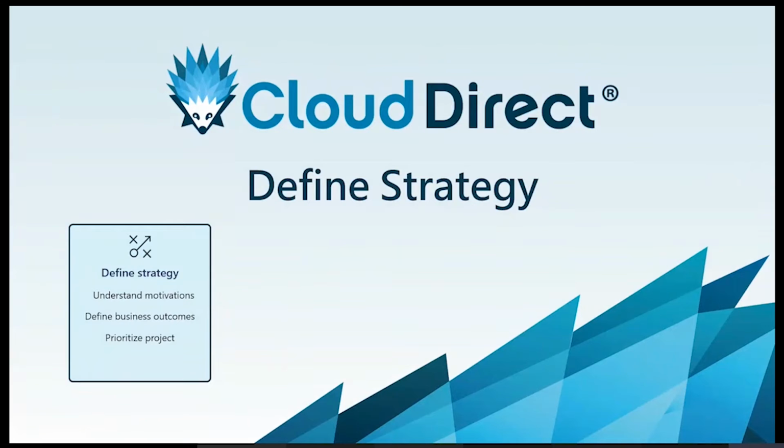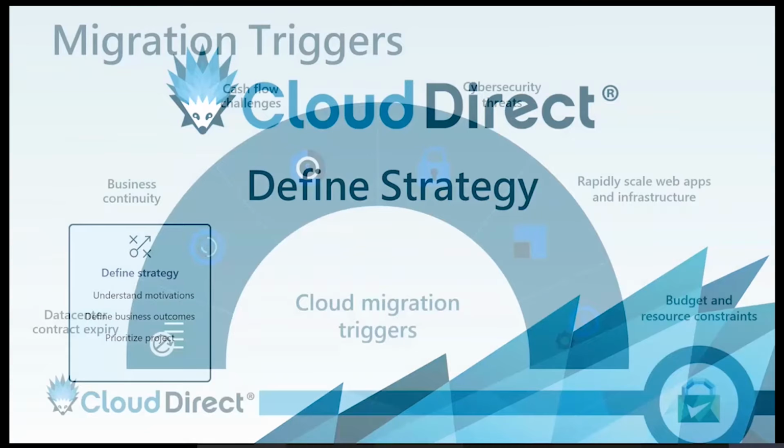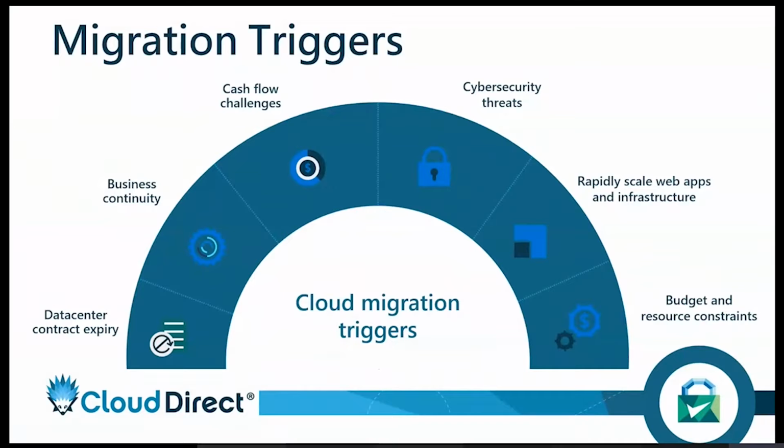So getting into the nitty gritty and looking at the strategy phase, defining the strategy. Here we're looking at understanding your motivations, defining your business outcomes, and then prioritizing your project workloads. Those that have been on previous webinars potentially would have seen this slide before. This is the migration triggers.